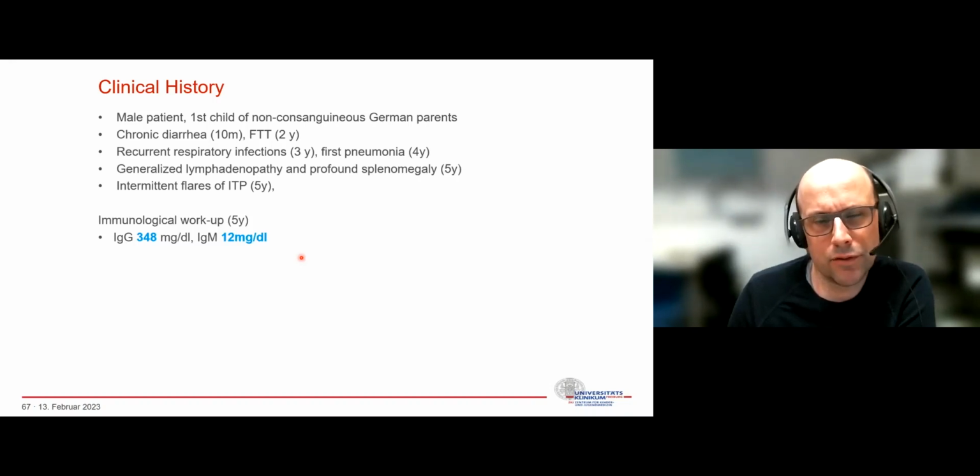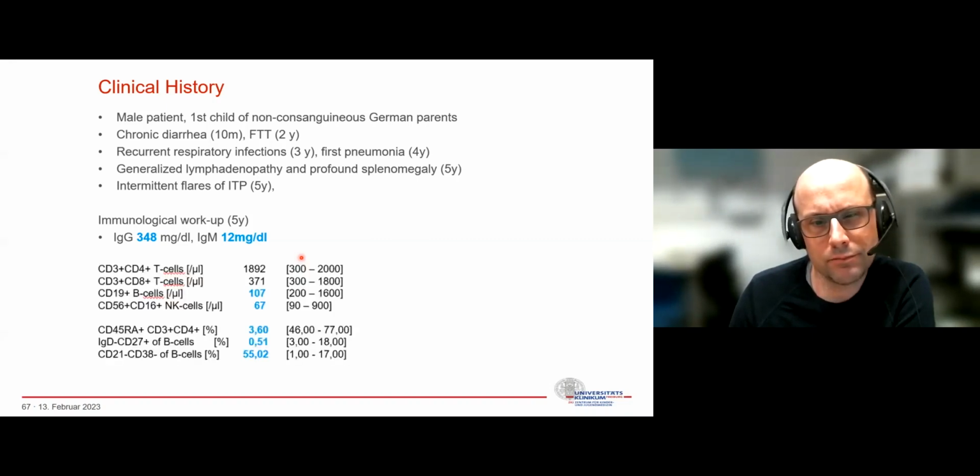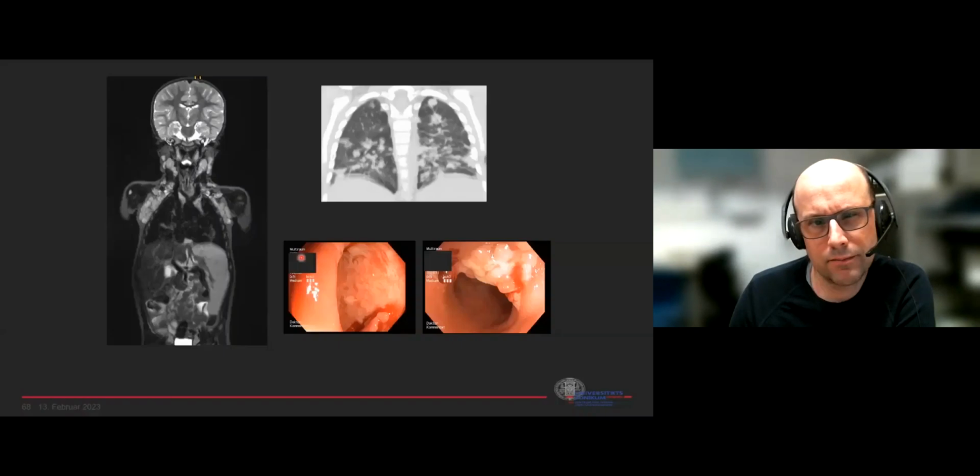At that time he was referred to us for immunological workup, and we identified the patient to have low immunoglobulins. He had significantly reduced B cells, moderately reduced NK cells, a very marked reduction of naive T cells, almost no detectable class switch memory cells, and an expansion of CD21 low B cells.